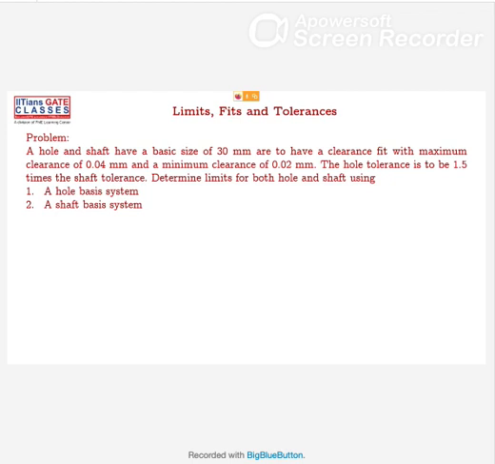Abhishek, you try to solve for the shaft basis system, and I'll solve the hole basis system on the slide here. Excellent, Abhishek. So what is given? The first one is the hole basis system. If you are taking the hole basis system, you should take the diagram first. So let me take the diagram.